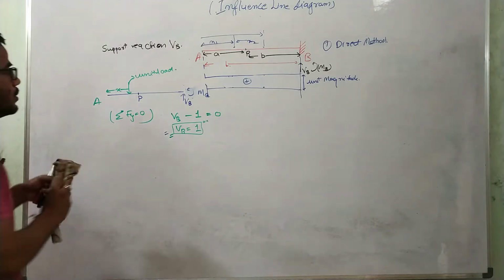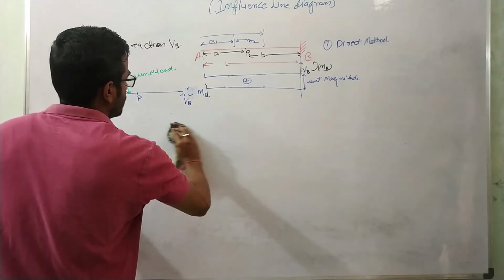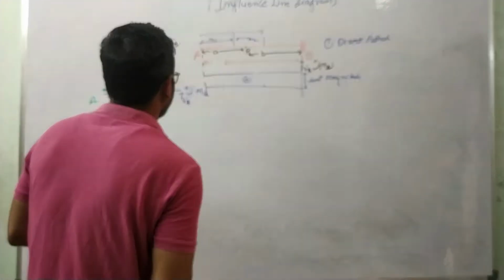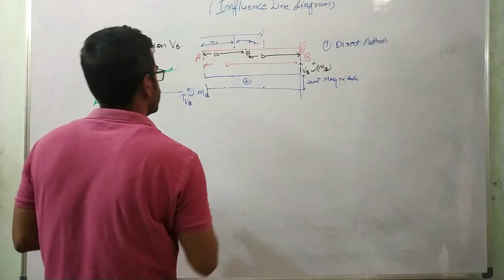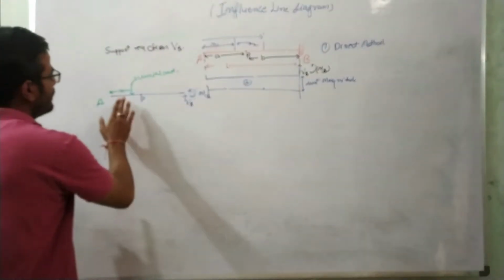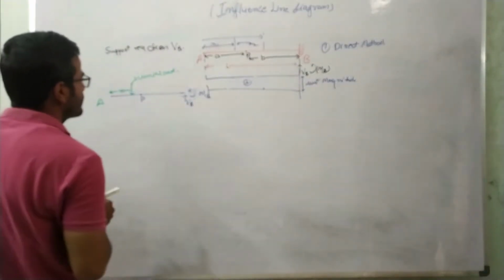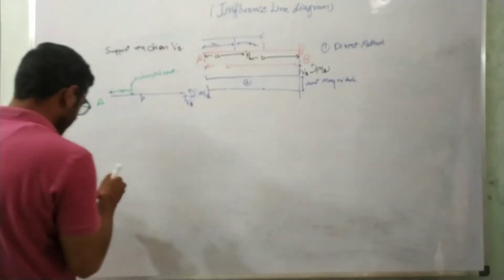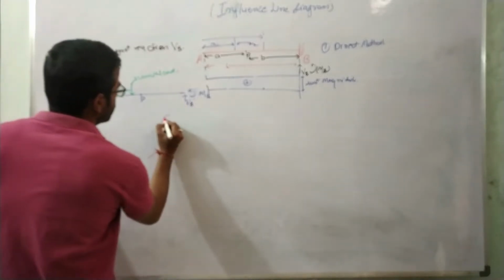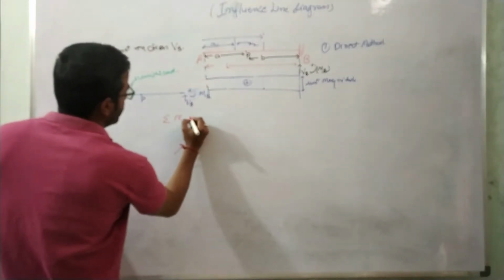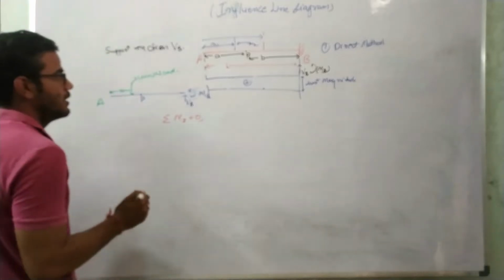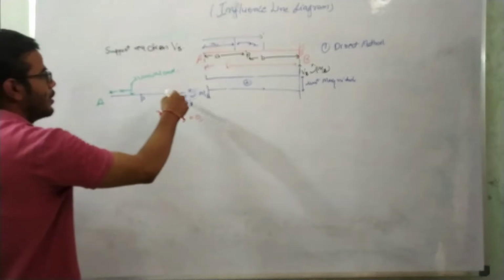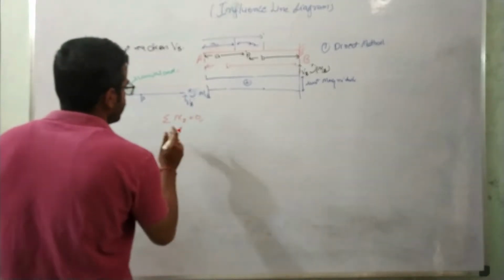Now we'll come to the support reaction MB, which is nothing but a moment that will be generated at the B location. Let us suppose my load is acting at a distance of x. When the load is acting at a distance x, I will use the equation summation Mz = 0. Why z? Because the moment is acting about the z axis. So summation Mz = 0.